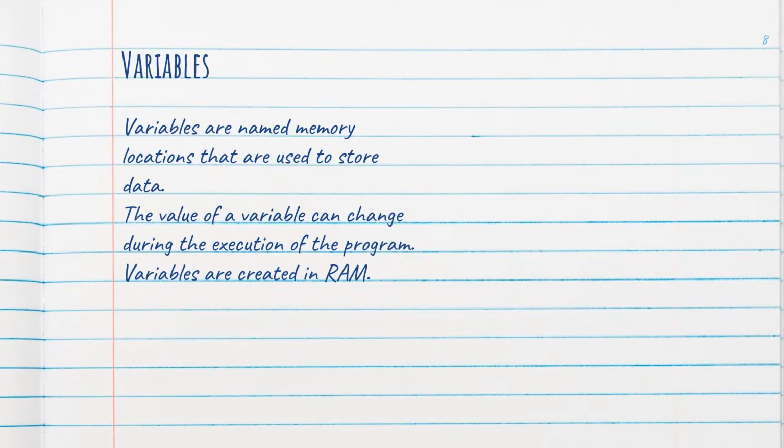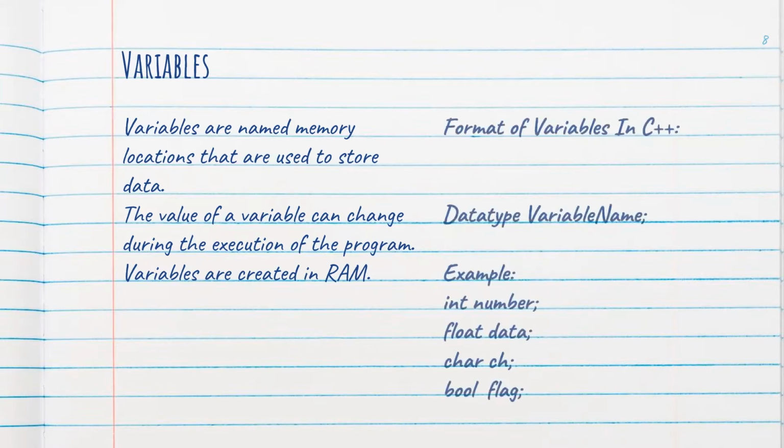During the execution of a program, the value of a variable can change, and variables are always created in RAM. So whenever we close the program, the variables are also deleted from the RAM.